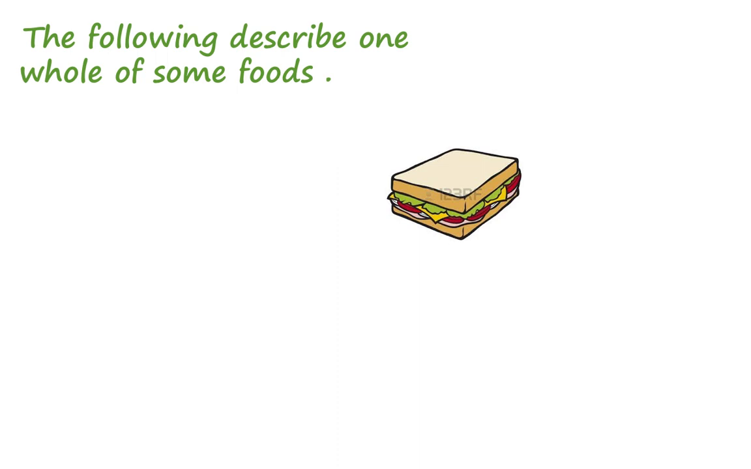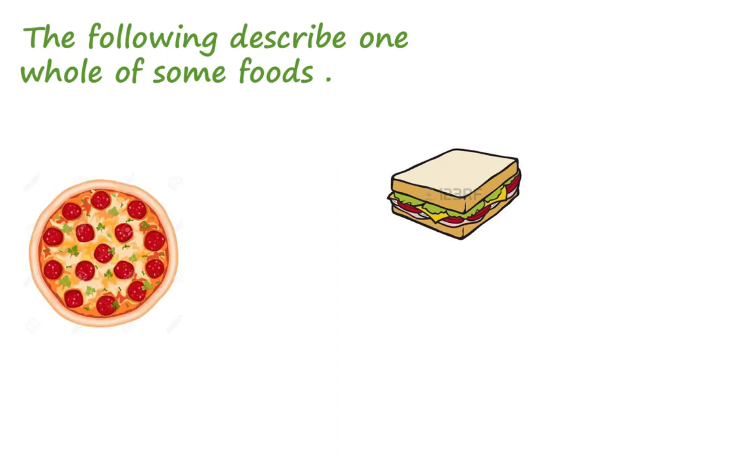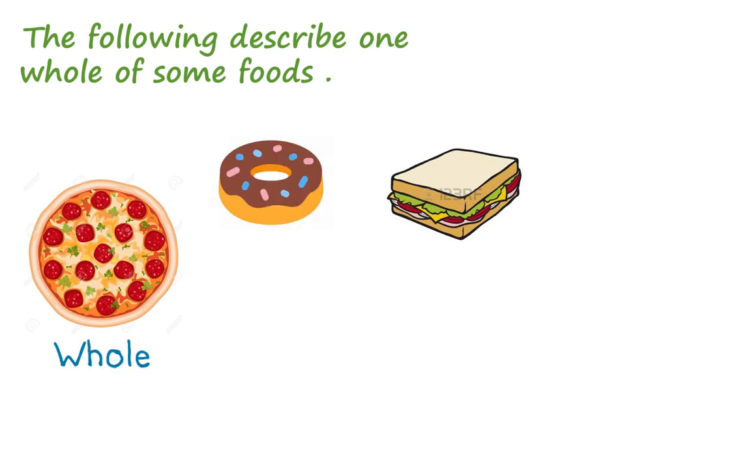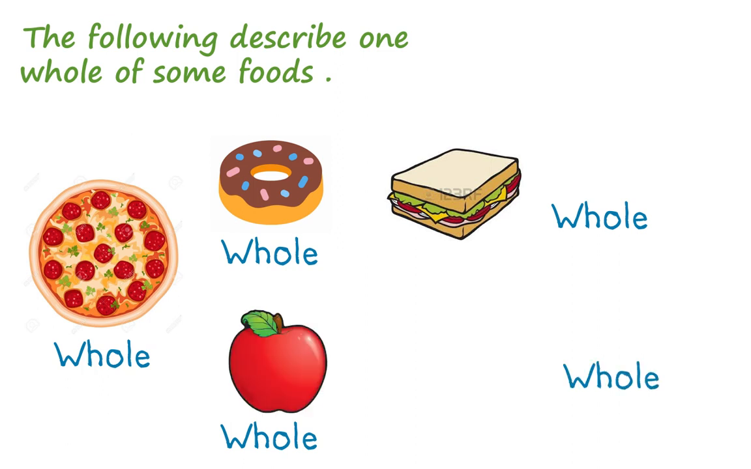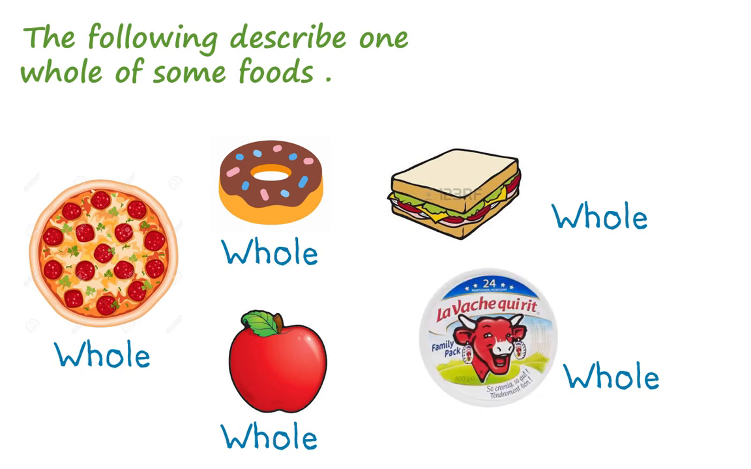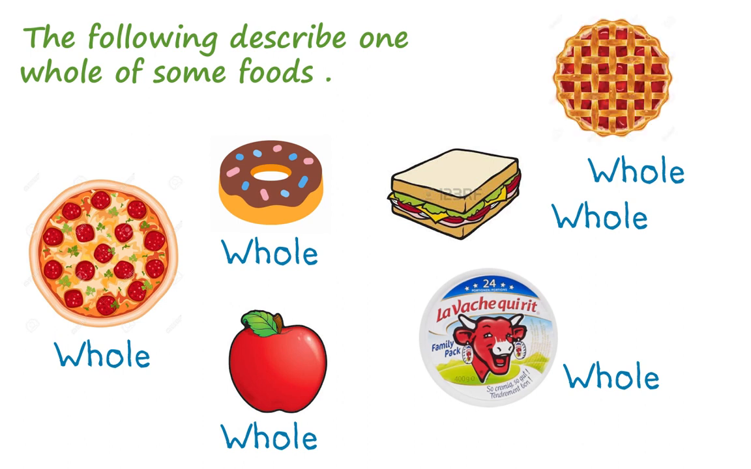The following describe one whole of some food. Can you see? It's a whole sandwich. I have here one whole pizza. It is a whole pizza. I have a whole donut. Here we have a whole sandwich, an apple, and a whole pack of cheese. So these are all wholes, okay? These are wholes of some food. And here is a whole pie.